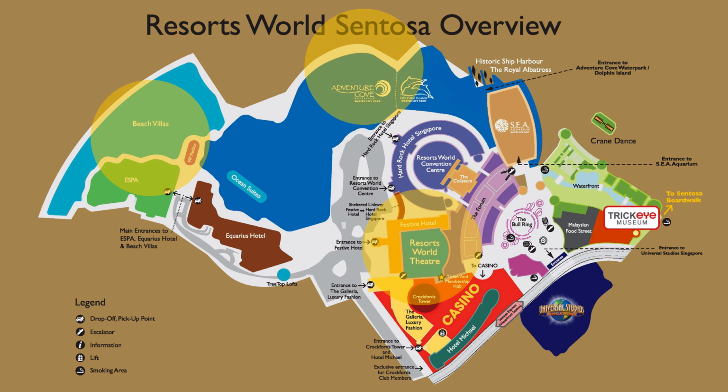For example, the given map shows the Resorts World Sentosa overview. From an overall perspective, we can see that there are some interesting aspects to this map. In the middle, the Resorts World Theater is located next to the Festive Hotel. At the top, we can see Adventure Cove next to Dolphin Island.